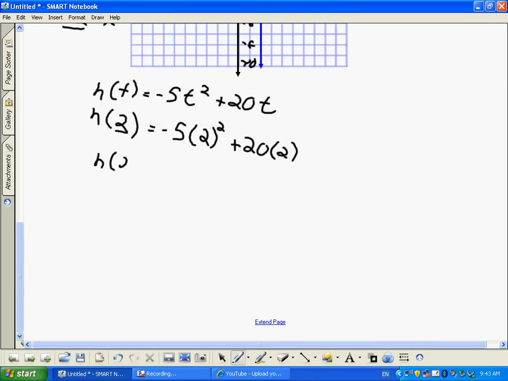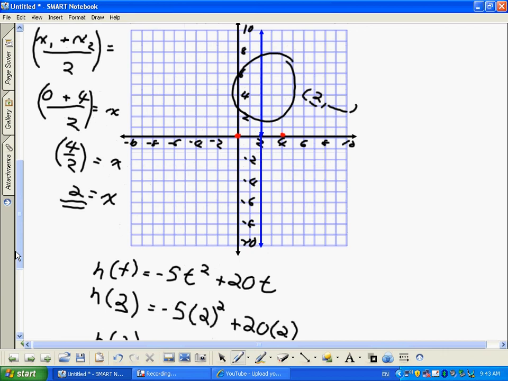Now all I have to do is solve for the rest of this equation. This becomes negative 5 times 4 plus 40, which becomes negative 20 plus 40, 20. Okay? So that means the vertex is at 2 and 20.